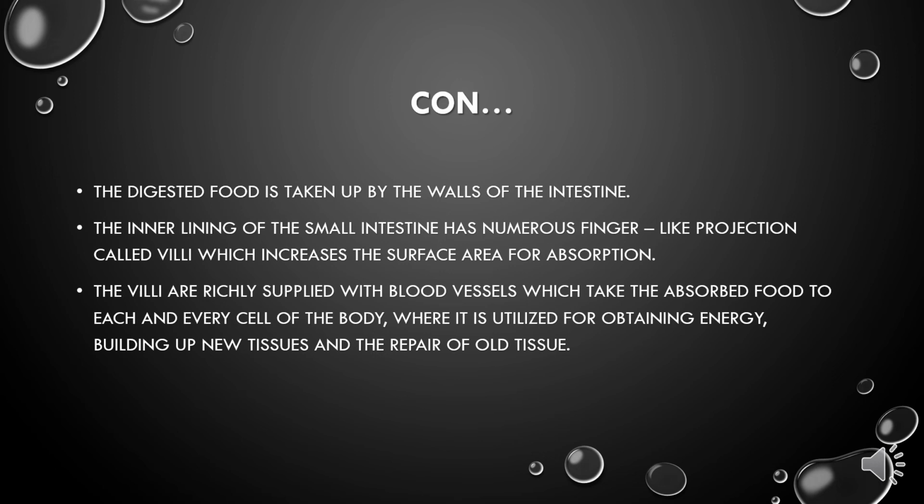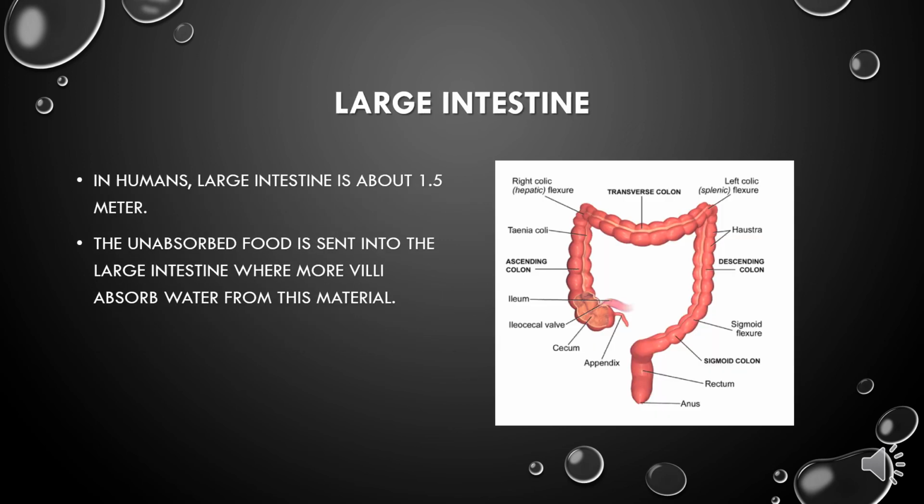The inner lining of the small intestine has numerous finger-like projections called villi, which increase the surface area for absorption. The villi are richly supplied with blood vessels which take the absorbed food to each and every cell of the body, where it is utilized for obtaining energy, building up new tissue and repairing old tissue. As you know, that is the main function of nutrition.